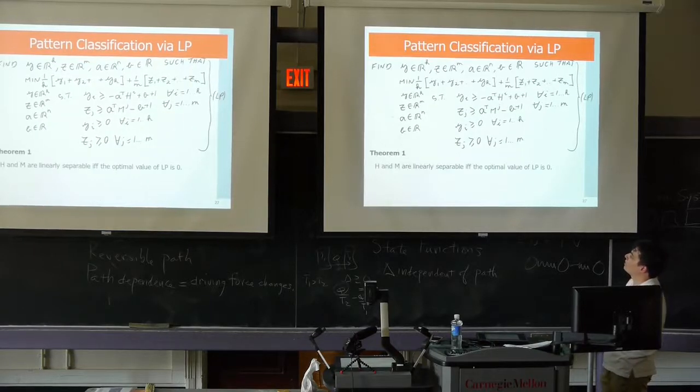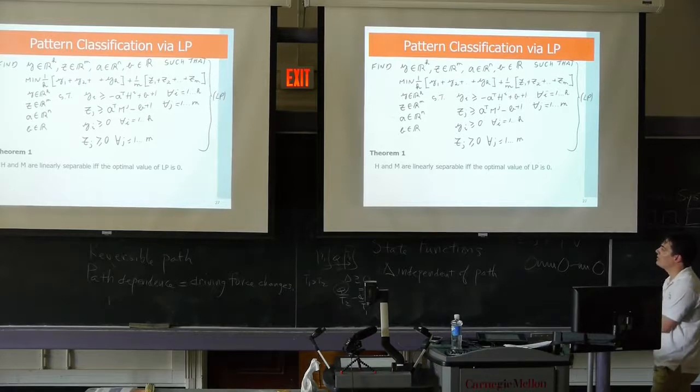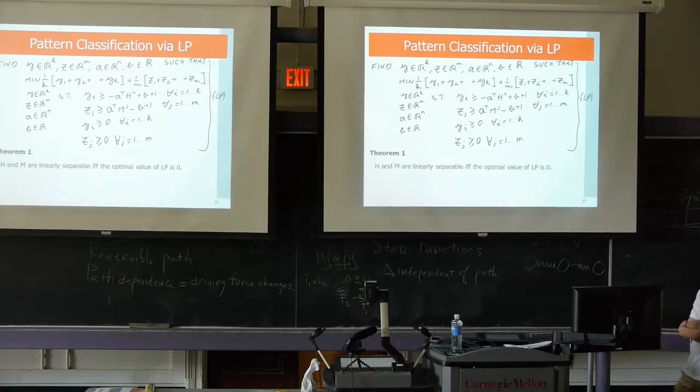Okay, and now the theorem is that H and M are linearly separable if and only if the optimal value of this linear program is zero. So we have a classification problem, and then we could rewrite the classification problem as a linear program. Is the linear program clear, the definition?